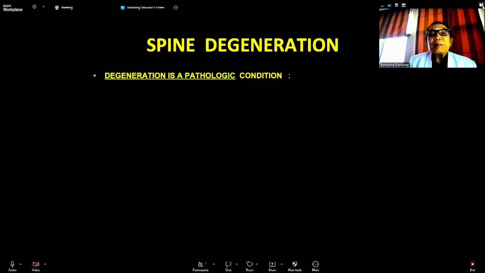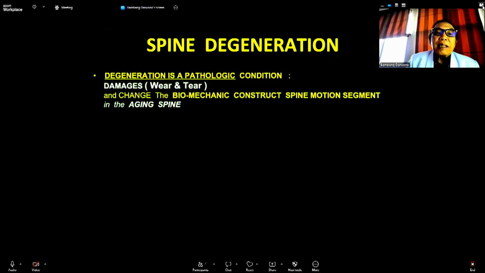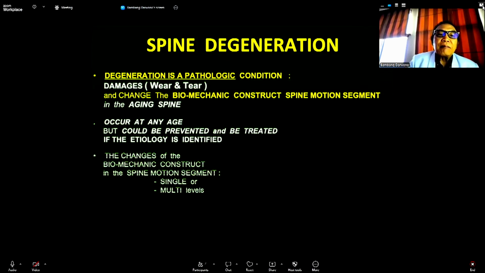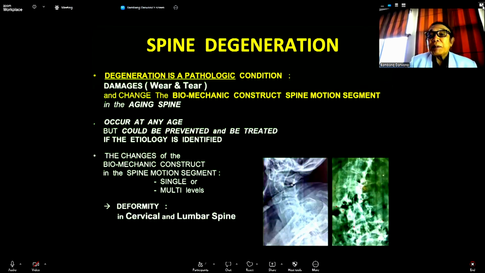But what is spine degeneration? Spine degeneration is a pathologic condition, damage, wear and tear, that changes the biomechanical construct of the spine motion segment in the aging spine. It can occur at any age but could be prevented and treated if the etiology is identified. The changes of the biomechanical construct in the spine motion segment might be single or multi-level and lead to a deformity in the cervical and lumbar spine.